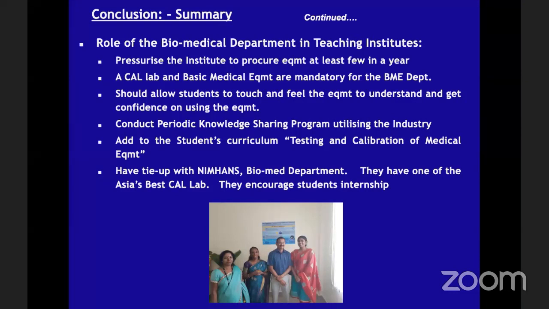You have a tie-up with NIMHANS. NIMHANS has one of Asia's best CAL labs. The lady standing next to me on my right side is Sindhu, the HOD of the department. A very nice lady. She encourages student internships. On my left is Jarina, an ex-NGP student, and she's going to head the lab. So I know all of them. If you want, I can put them in touch with you, and you have to send at least 20 students at a time. She will give the test equipment, and she also will give you the devices for checking purposes.